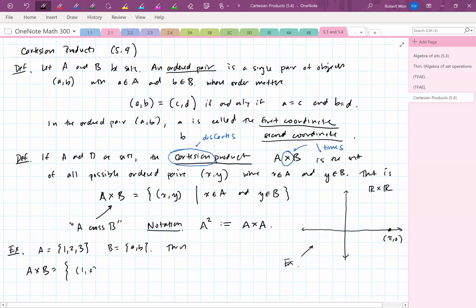So this contains (1, a), (1, b), (2, a), (2, b), (3, a), (3, b). The elements of the set are ordered pairs. Okay, they're ordered. So (a, 1) is not in A cross B. (a, 1) is in B cross A if you were to change the order of this Cartesian product.